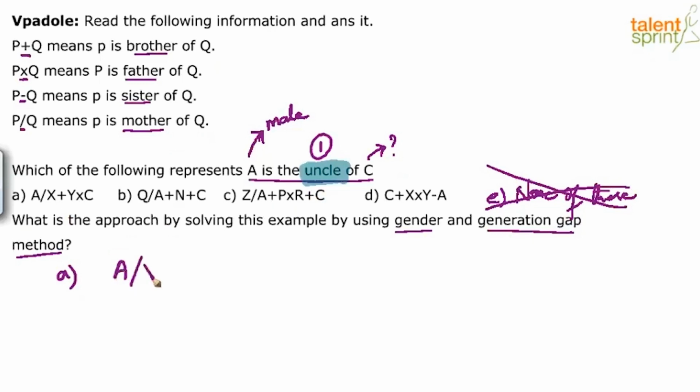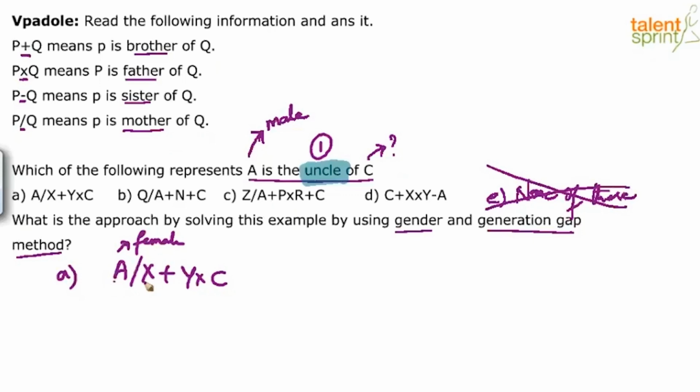A by X plus Y into C. Simple. Look at the first point, right? A by X means what? Mother, right? So clearly A by X means A is the mother of X. If A is the mother of X, A becomes female. Yes or no? A by X means what? A is the mother of X.